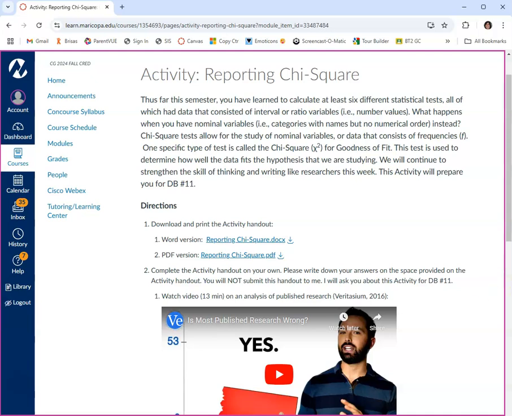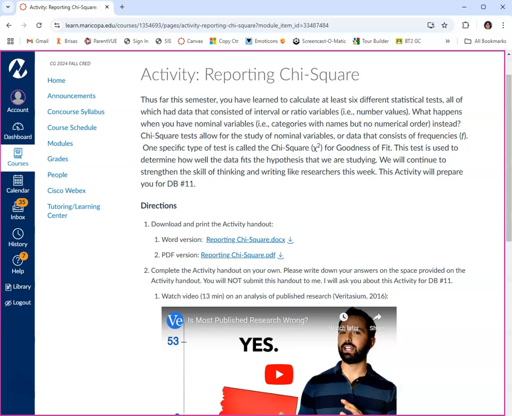This week's activity is on reporting chi-square. We will continue to strengthen the skill of thinking and writing like researchers this week. This activity will give you an opportunity to practice writing summary and interpretation statements for a one-tailed hypothesis test with chi-square for goodness of fit. Each student will be assigned 1 sample research study to work on and share their summaries and interpretation statements with the class in discussion board number 11.